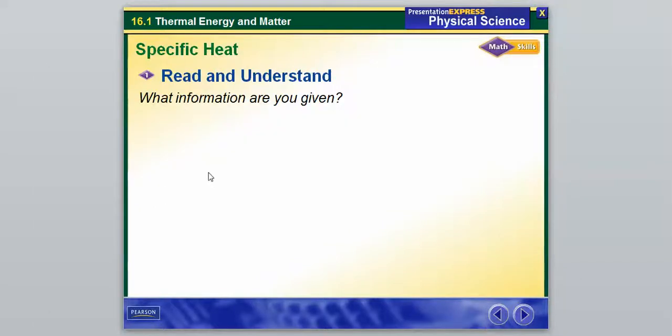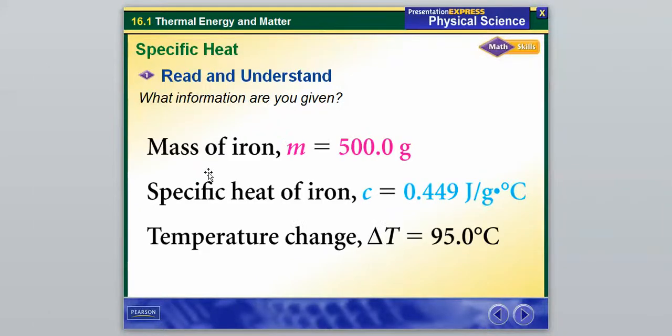First we read what information we are given. We know the mass of the iron is 500 grams. We know specific heat is 0.449. And we know our delta T, our change in temperature. It said it wanted to increase it 95 degrees, so we know our delta T is 95 degrees.